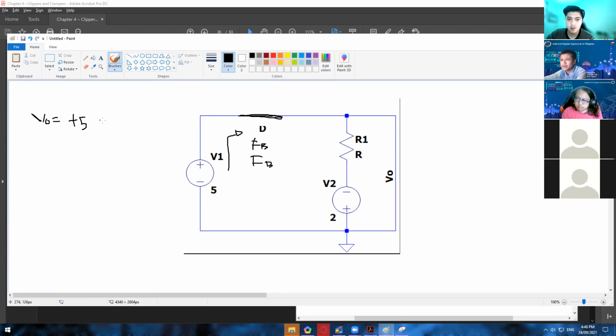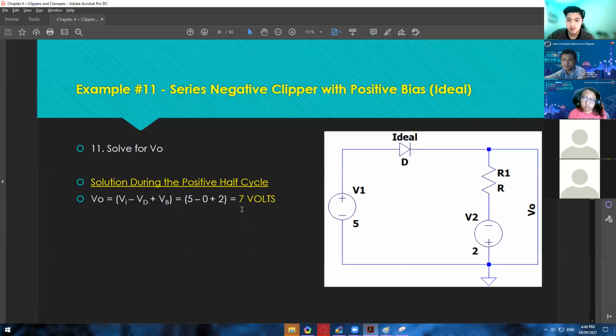So this is minus 0 or plus 0. Well, actually it should be negative 0 since this one is a diode. It will eat a certain amount of voltage, but since this one is ideal, we just put 0 here. And this one is positive 2. So as a result, VO is equal to 7 volts.